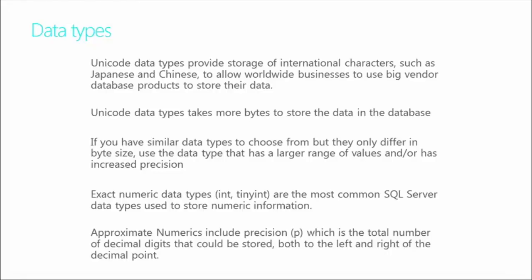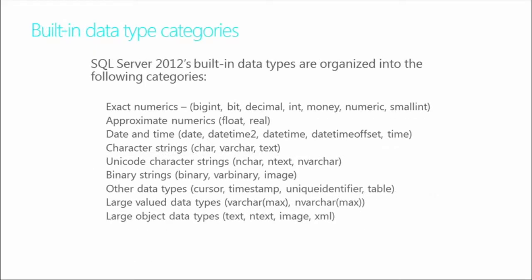We have what are called Unicode data types. You'll see that often. These provide storage for international characters. Non-Unicode data types are pretty much specific to the USA and English characters. But if you want to bring in other native languages, we have to use the Unicode data types. Unicode data types take more storage in the database itself, so you have to be careful about that. Those are a couple of concerns that we have to think about when we're looking at data types.